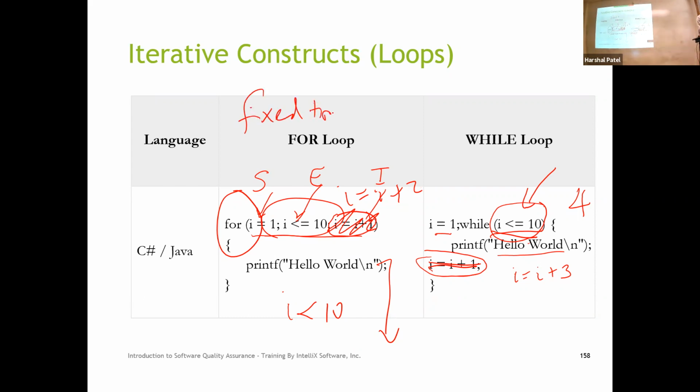Okay. So whenever I want to check certain things a fixed number of times, I'll use a for loop. If I want to check based on a condition, I'll use a while loop.